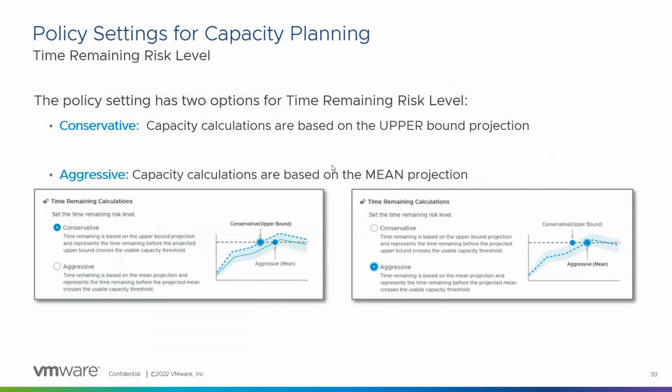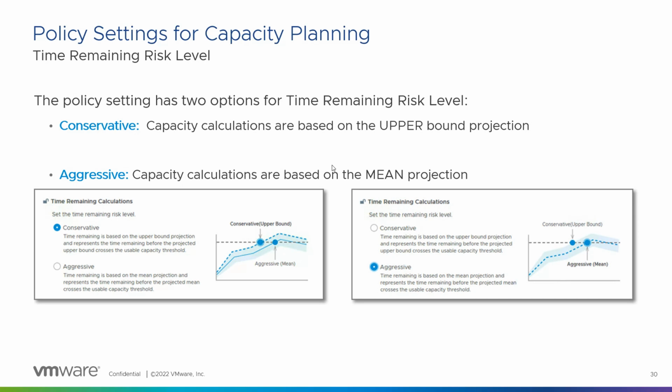Okay, so now when you want to go in and start tweaking some of the settings within your capacity projections, there's a bunch of different settings. So I'm going to go through and talk about the different settings and how those settings impact those projections, so you can understand how to configure those best to fit your environment. So the first one here I'm going to talk about is what we call time remaining risk level.